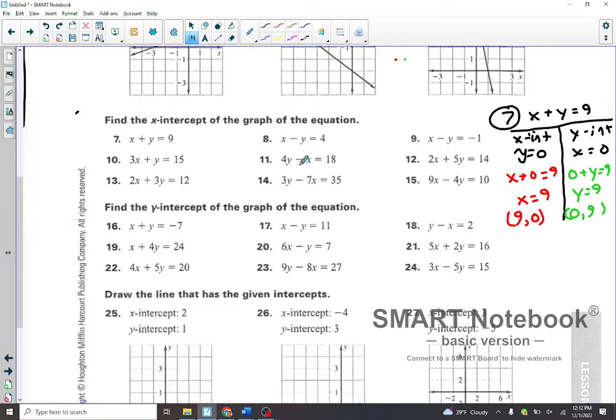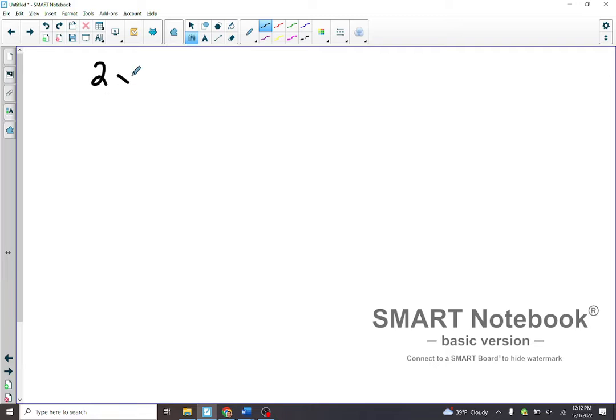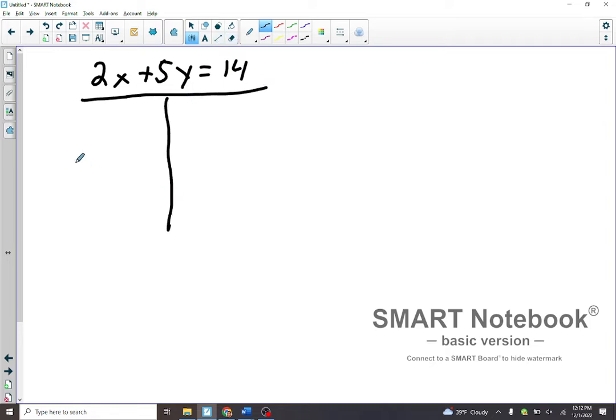I'm going to do another one with numbers with it. Let's do number 12. I'm going to use a blank page for number 12, okay? So I have space. So 2x plus 5y equals 14. Same thing. I'm looking for an x-intercept and a y-intercept. So if I want the x-intercept, I make y equals 0. And if I want the y-intercept, I make x equals 0.